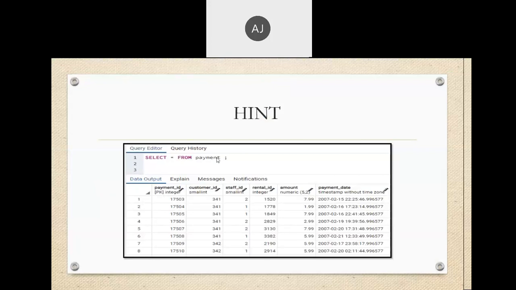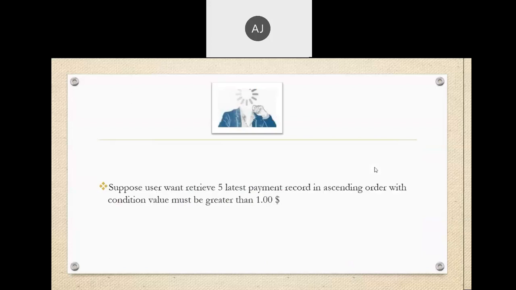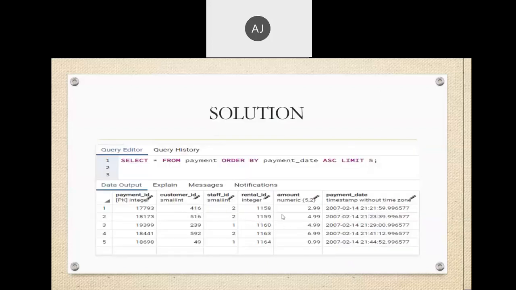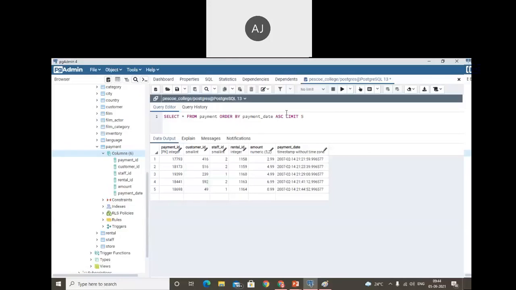See, I have given a hint: select all from the payment, and here we get the solution. Select all from the payment, order by payment date, ASC and limit. If you think this data should be in descending order, suppose you want to retrieve the five oldest payment records, the last five transactions I want to check, then what should we do here? Instead of ASC we need to use DESC, descending order.